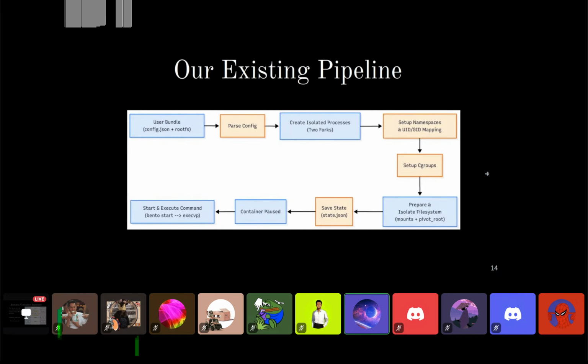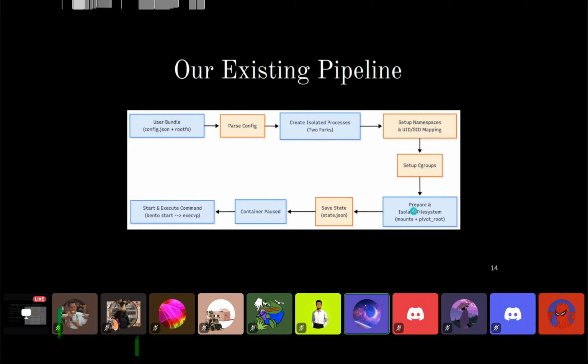Now, this is a high level overview of the entire pipeline. The user provides the bundle, that is the config.json, as well as the rootfs. This config.json is parsed, and then we create our isolated processes using the two fork system calls. We then set up the namespaces, the UID and GID mapping as well, which I'll explain further. We set up cgroups to limit the resources the particular container can utilize or work with.